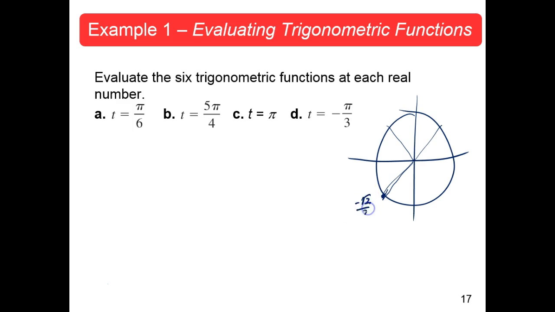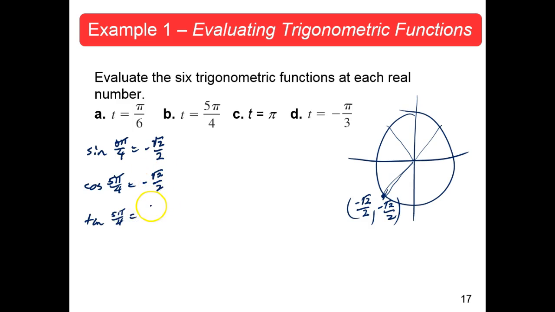Negative root 2 over 2. Why do I put another parenthesis? That's wrong. Okay, negative root 2 over 2. There we have it. So then, can we write our 6 trigonometric functions? Let's start with sine of 5 pi over 4, which is y. So it's negative root 2 over 2. What's the cosine of 5 pi over 4? The x value, which is negative root 2 over 2. And the tangent of 5/4 pi? Y over x, which is 1.